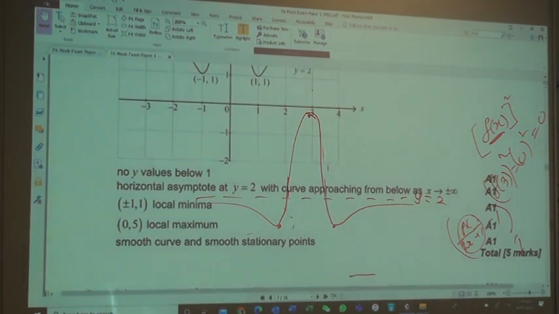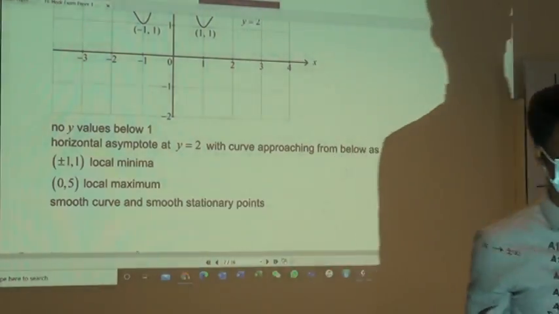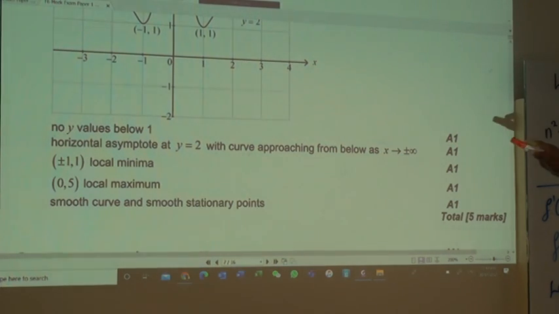No, y must be below. I think I have one person who drew something below, and I'm like, come on, this is a square function, it cannot be below. So that one point is lost. Okay, no y must be below.